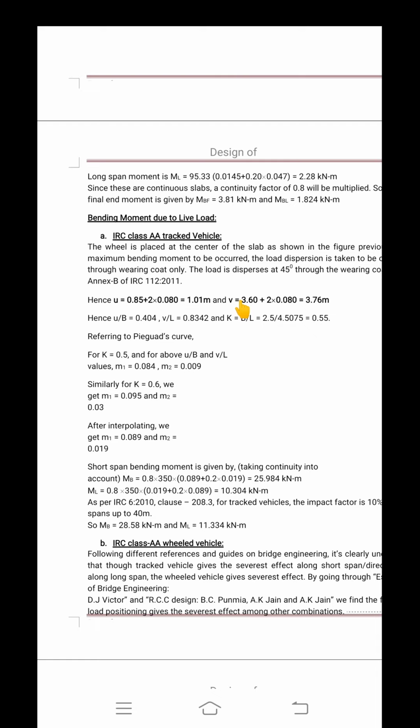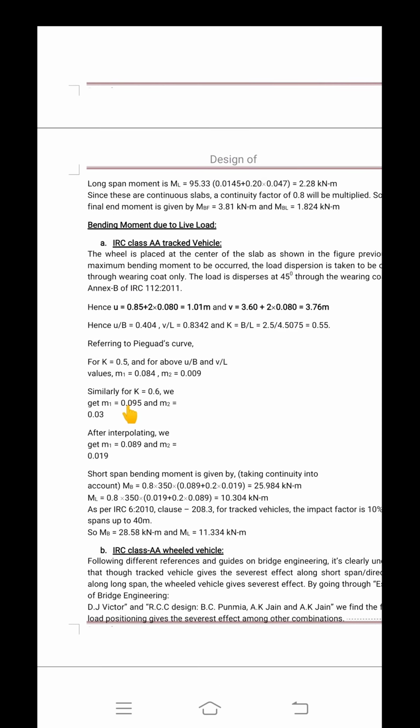So we need to interpolate these values, M1 values for 0.5 and M1 values for 0.6, and we'll get the M1 value and M2 value for 0.55. So how much did we get? Finally, M1 equal to 0.089, M2 equal to 0.19. Okay, so M1 and M2 values we got.